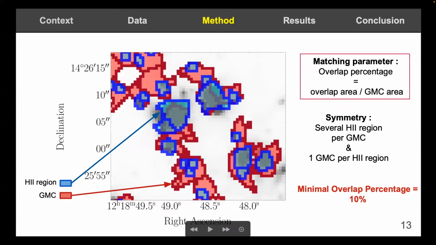So the idea of this matching method is that an H II region and a molecular cloud are matched if the H II region covers more than a certain percentage of the cloud, which I will call the minimal overlap percentage. In this figure, you can see the H II regions in blue, the molecular clouds in red, and we used a minimal overlap percentage of 10%. So say this H II region covers more than 10% of this molecular cloud, so the two are matched.